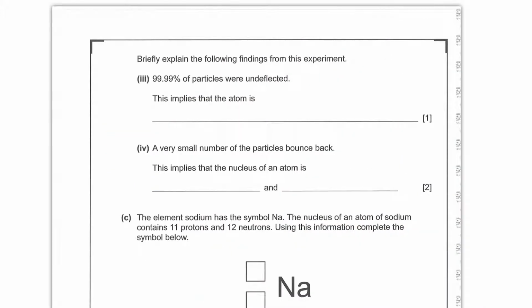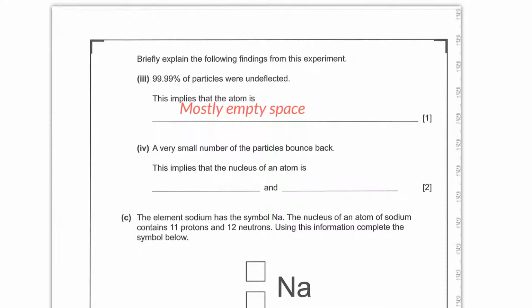Briefly explain the following findings from the experiment. Okay, part 3, that 99.99% of the particles were undeflected. This implies that the atom is, well, you know, there's nothing to hit, that the atom is mostly empty space. That a very small number of the particles bounce back. This implies that the nucleus of an atom is positive and massive.